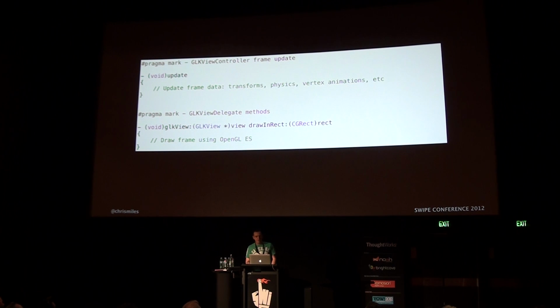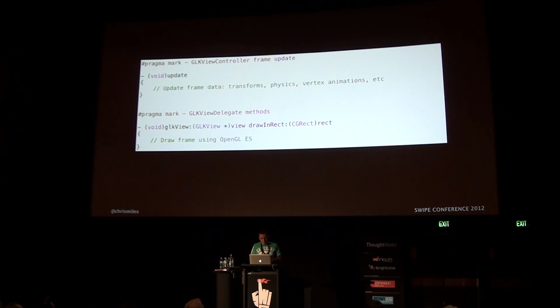The other two important methods in the GLKViewController are update and glkView:drawInRect:. The update method will be called automatically by the GLKViewController every time your frame needs updating, so 30 or ideally 60 frames per second. And the job of update, which is code that you supply, is to perform any of the data setup that you need for that particular frame. So you do any transformations, any physics simulations, any other animations in terms of the data, get the data ready for the drawing.